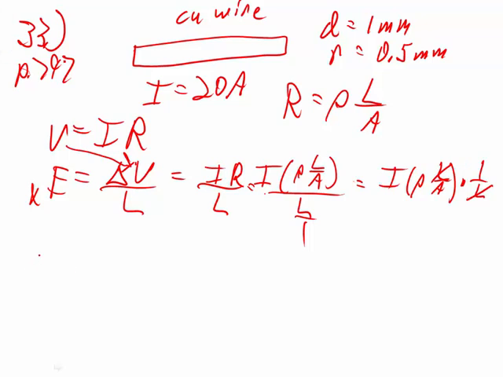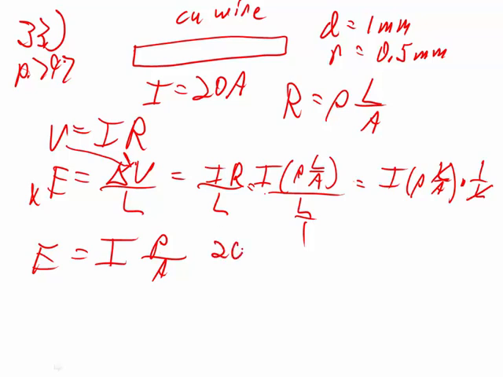What are we left with? The electric field is equal to the current times rho over the area, right? Everybody concur? Yes, we concur. All right, so let's plug everything in now.